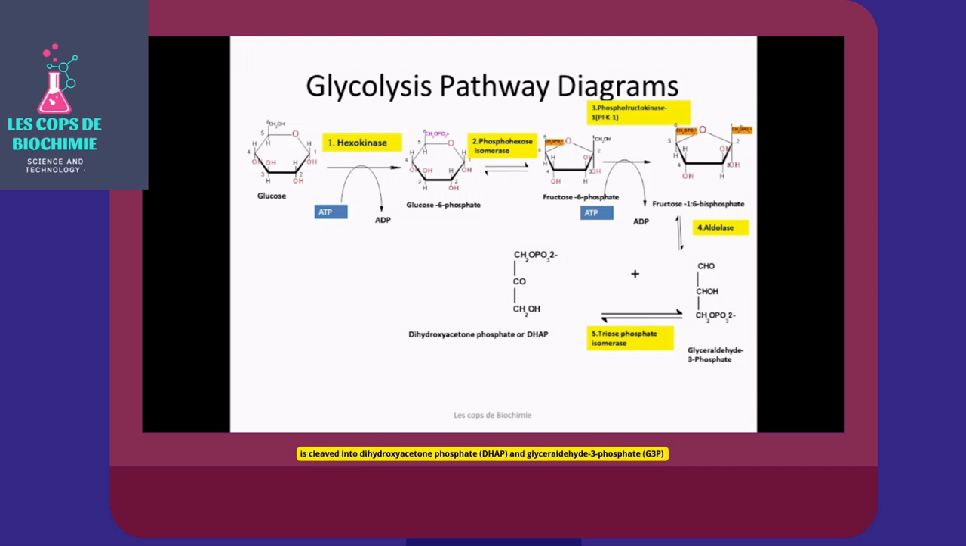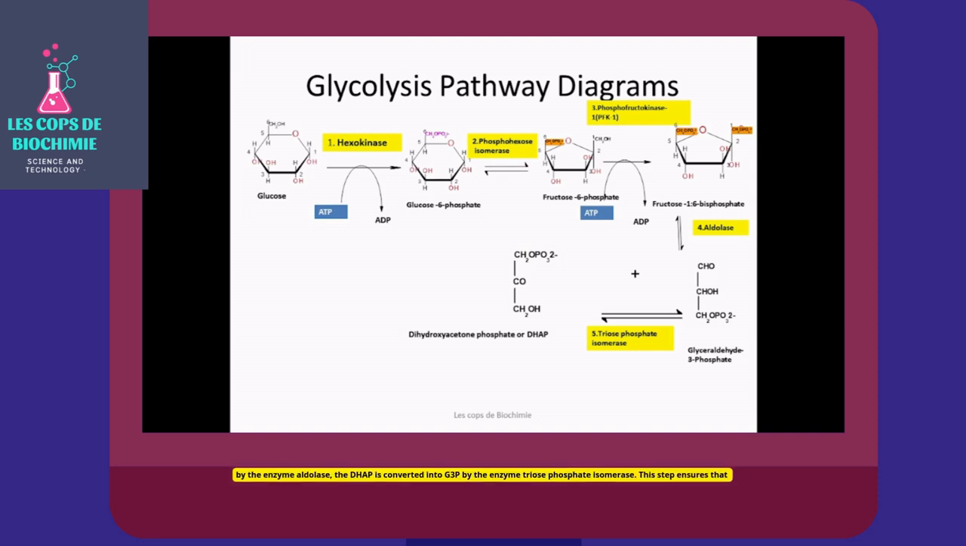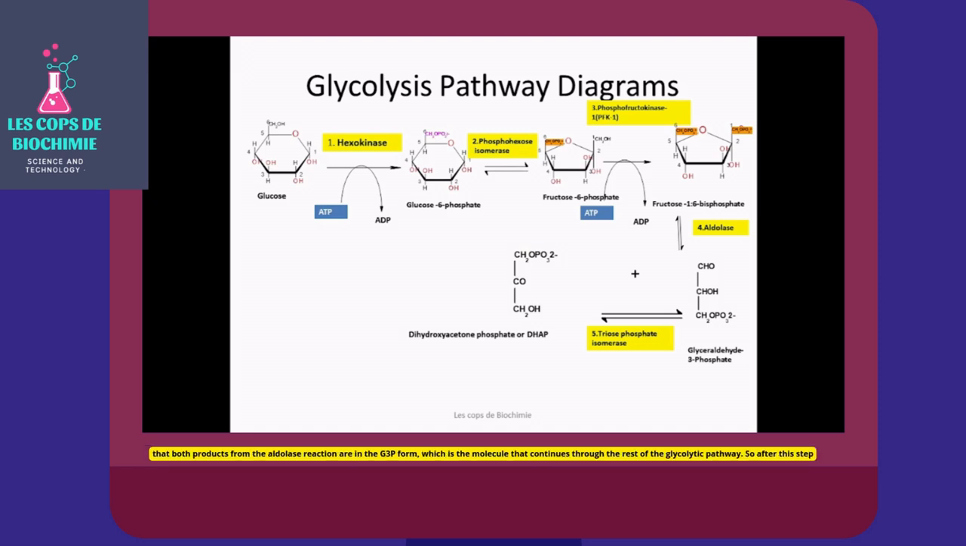After fructose 1,6-bisphosphate is cleaved into DHAP and G3P by the enzyme aldolase, the DHAP is converted into G3P by the enzyme triose phosphate isomerase. This step ensures that both products from the aldolase reaction are in the G3P form, which is the molecule that continues through the rest of the glycolytic pathway. So after this step, 2 molecules of G3P are available to continue through glycolysis.